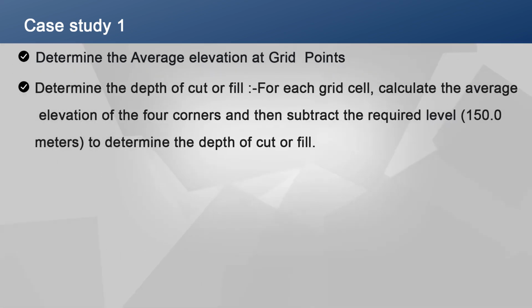Second step is to determine depth of cut or depth of fill. For each grid cell, calculate the average elevation of the 4 corners, then subtract the required level to determine the depth of cutting or depth of filling. So we can write depth of cutting or filling as average elevation minus required level or designed level.